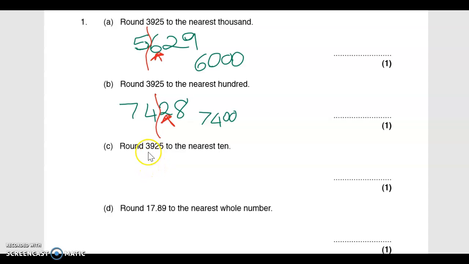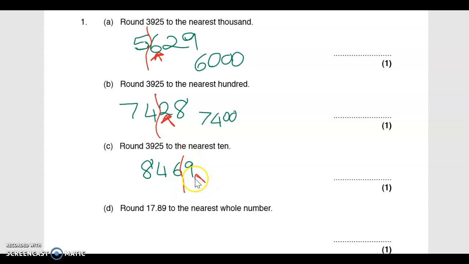Alright, let's do this one here. We're rounding to the nearest 10. So let's do another number: 8,469. We're going to draw a line after the tens. The tens digit is the 6, so I'm going to draw my line here.